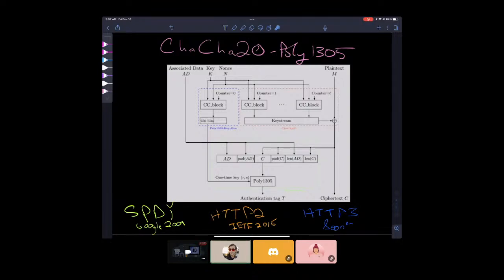And so maybe some things to take note about in Cha-Cha 20 Poly 1305 is that we have this key stream, this stream cipher, that we create from our counters as we would expect, and so we create our ciphertext. And then, after having our ciphertext, we use that ciphertext to create our authentication tag. So this is precisely an example of encrypting then authenticating.